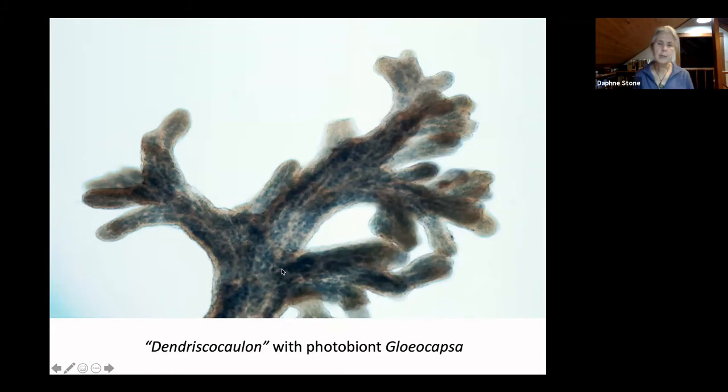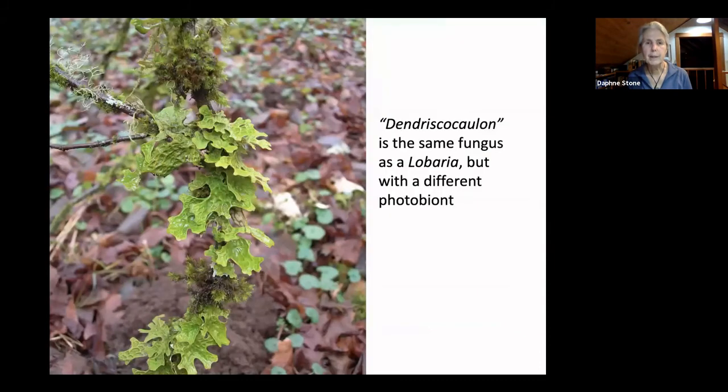And you might be wondering why I have Dendriscocolon in quotation marks. That's because Dendriscocolon was thought to be a unique species for a long time. People knew that it grew often on other lichens, big foliose lichens, but it still looks so different that they were sure it was a different lichen. But using DNA sequencing, people have found out that it's the same fungal partner as some of these large Lobarias, not this particular Lobaria pulmonaria, but other Lobaria species.